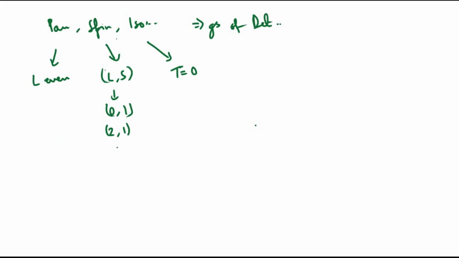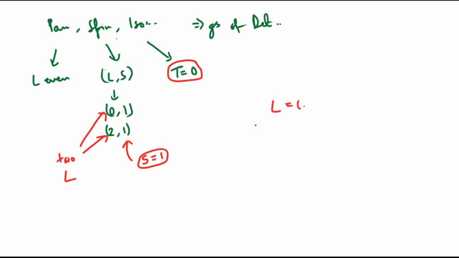See here, interestingly, although T equal to 0, in both these cases S is equal to 1. However, there are two possibilities for L. We can have L equal to 0 and also L equal to 2. Now, in spectroscopic notation, we say this L equal to 0 and S equal to 1 state as the triplet S state.